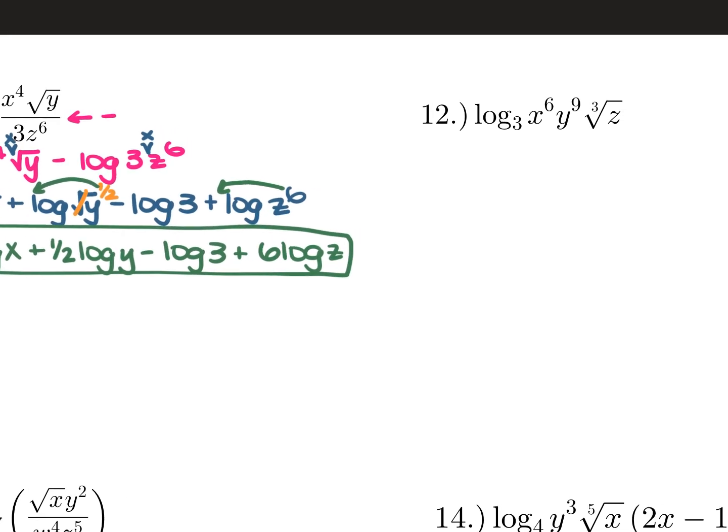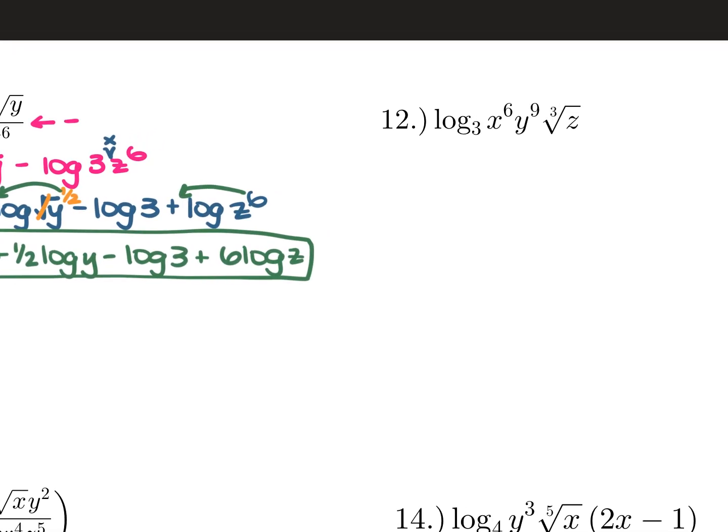For 12, you have log 3 of x to the 6th power, y to the 9th power, cube root z. Now, you have multiplication with all of this, but I'm going to first rewrite the cube root as a power. The power on that z is 1. The index is 3. So that's the same thing as saying z to the power of 1/3. So we have log 3 of x to the 6th power, y to the 9th power, z to the power of 1/3.